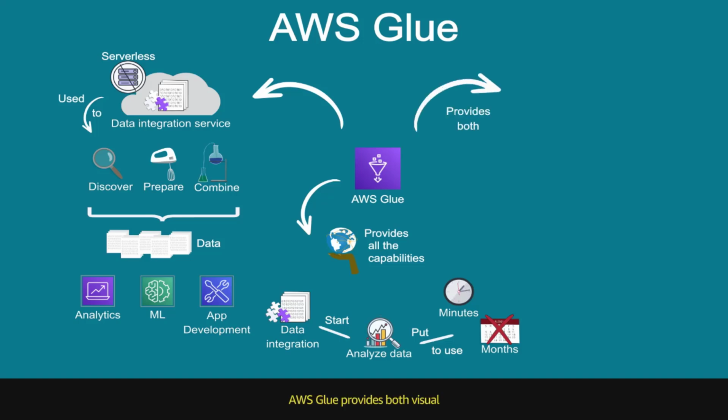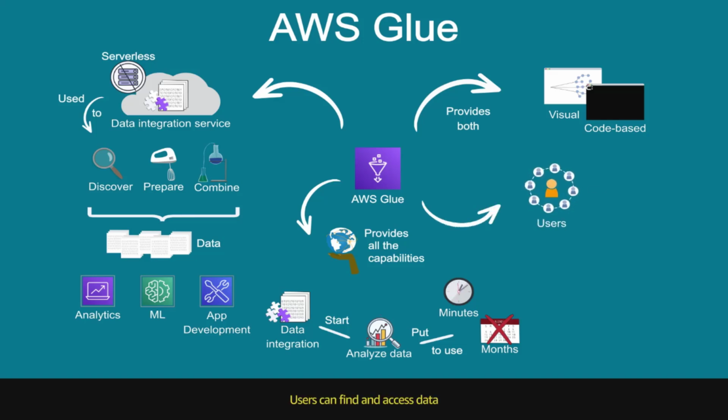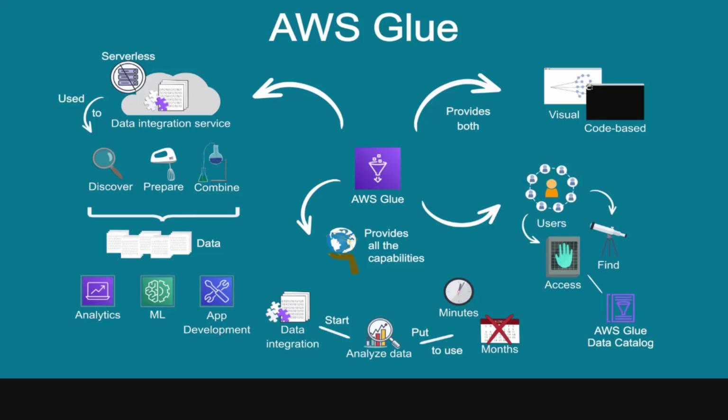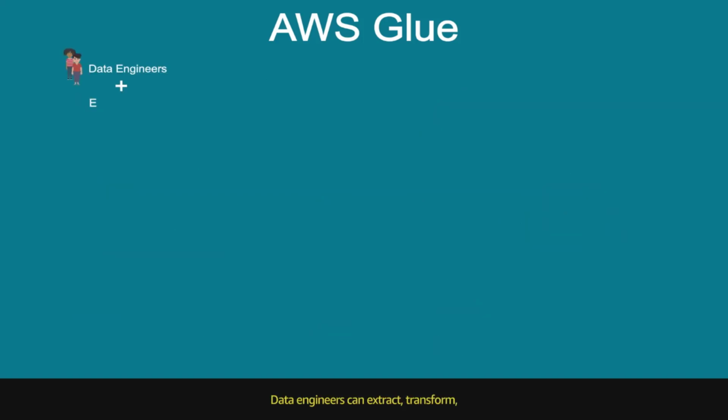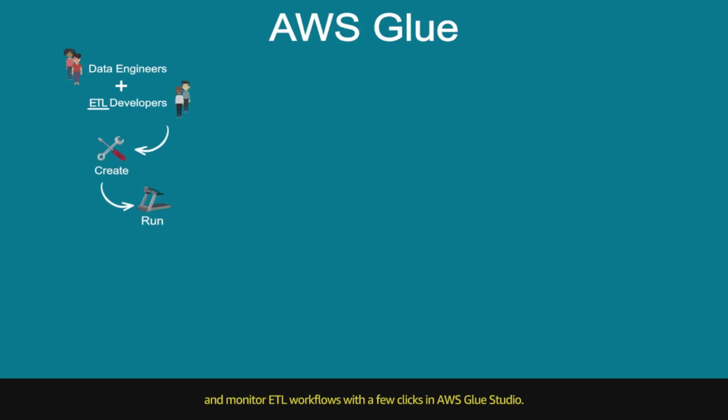AWS Glue provides both visual and code-based interfaces for data integration. Users can find and access data by using the AWS Glue Data Catalog. Data engineers and extract, transform, and load, or ETL, developers can visually create, run, and monitor ETL workflows with a few clicks in AWS Glue Studio.